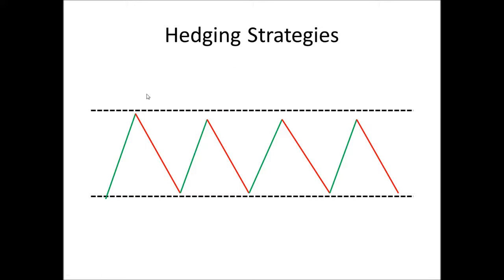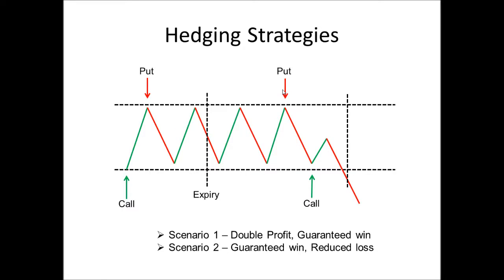Whereas when price ranges, we have this up and downwards motion, and we have the potential to open a number of puts and a number of calls and profit as price moves up and down, but in a general sideways direction. So this is the first hedging strategy that I'm going to give you.